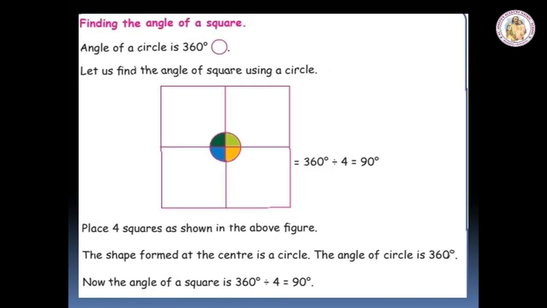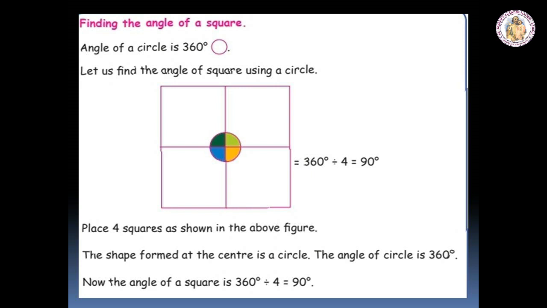Children, let us learn the angle for the square. The angle of the circle is 360 degrees. We have already studied in an equilateral triangle and hexagon that the circle is equal to 360 degrees. Now let us learn how to find the angle for the square using a circle.